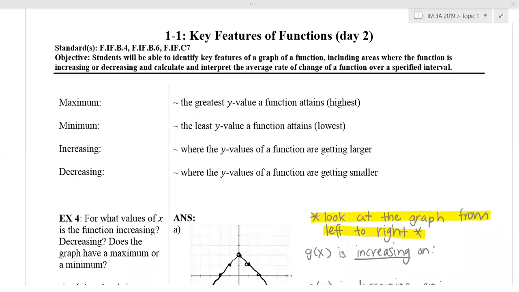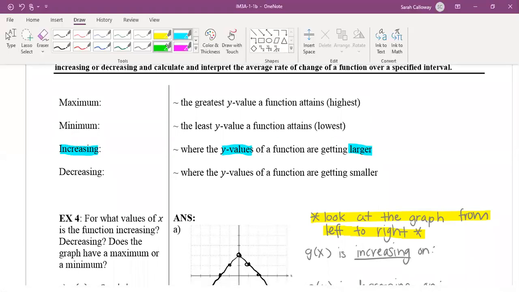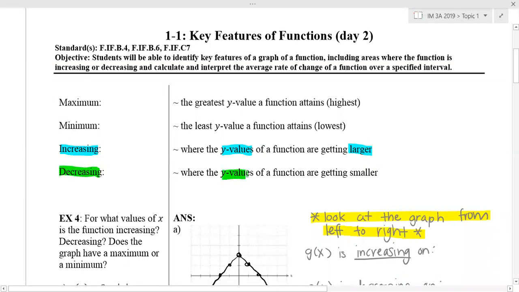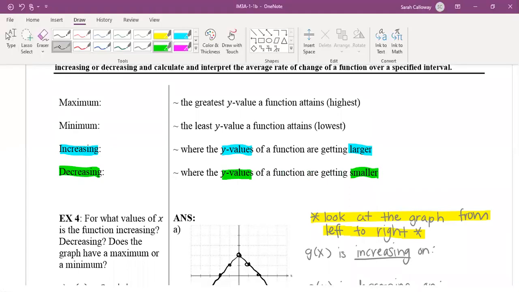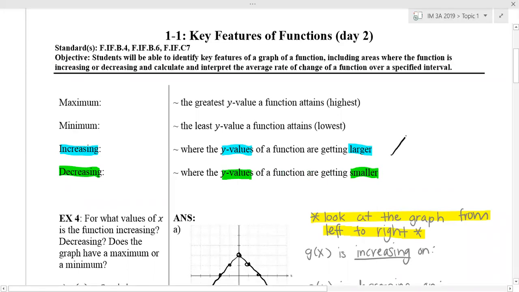The next concept we're going to talk about from section 1-1 is increasing and decreasing intervals. Those are related to the maximum and minimum values. When a function is increasing, the y values are getting larger. When a function is decreasing, the y values are getting smaller. Visually, if it's increasing, it's going to be sloping upward. If it's decreasing, it's going to be sloping downward.